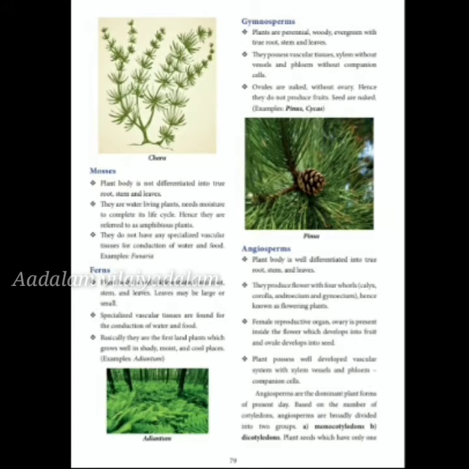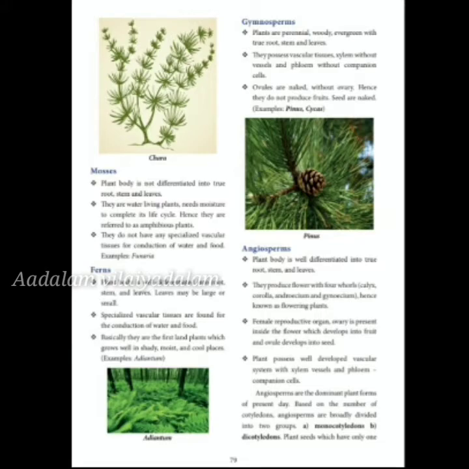Fern plant is well differentiated into root, stem, and leaves. Vascular tissues are found. Basically, they are the first land plants which grow well in shady, moist, and cool places. Example: Adiantum. Gymnosperms plants are perennial, woody, evergreen with true roots, stem, and leaves. They possess vascular tissue, xylem without vessels, and phloem without companion cells. Ovules are naked without ovary, hence they do not produce fruits. Seeds are naked. Example: Pinus and Cycas.